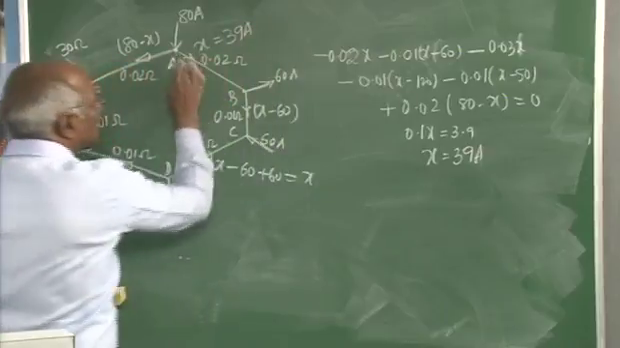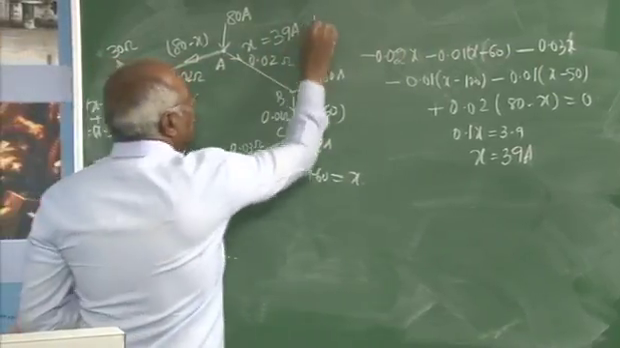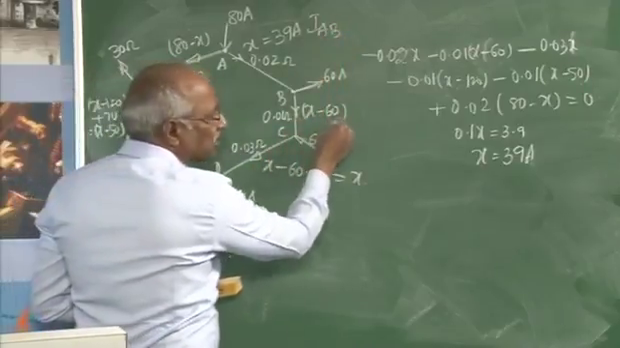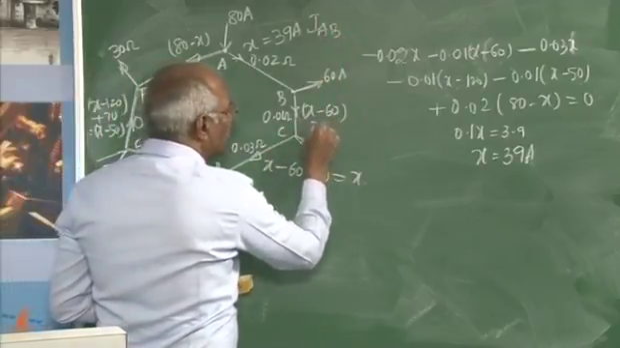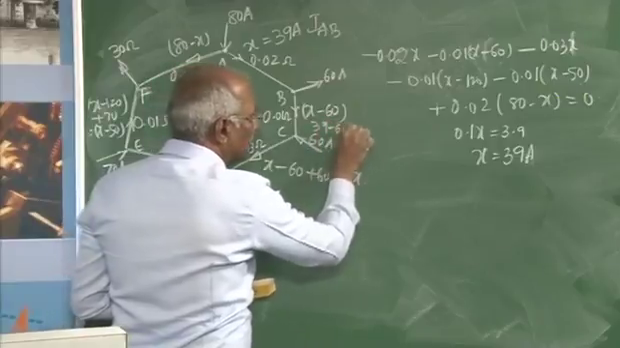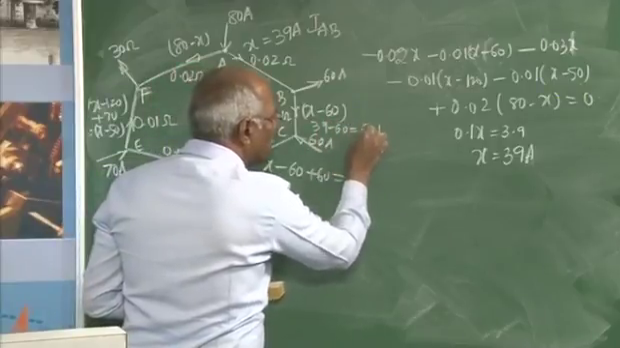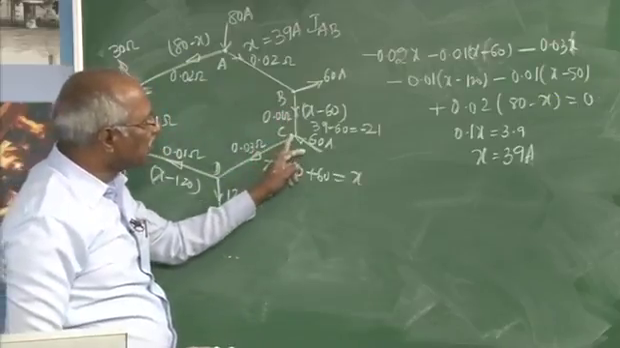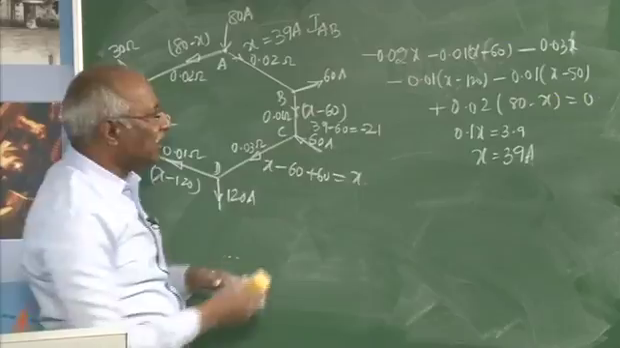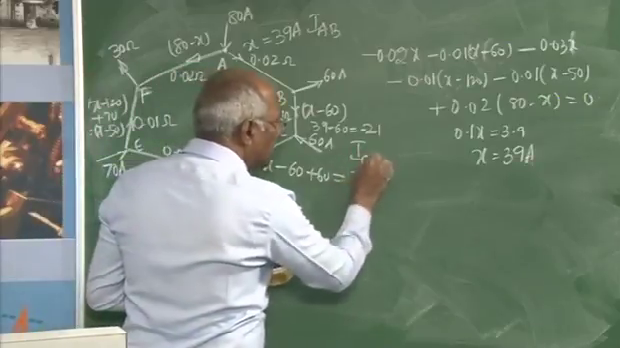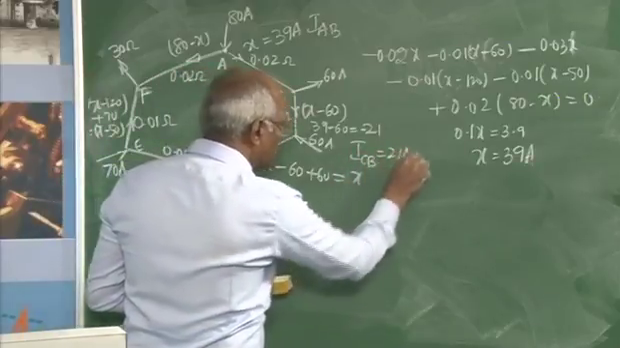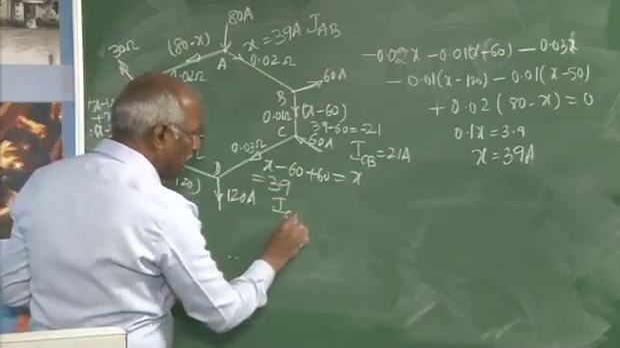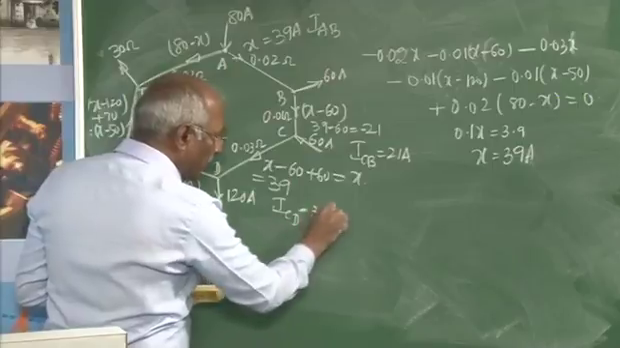The current flowing through this A to B is this 39. This is nothing but IAB. When it comes to IBC, it is X minus 60, that is 39 minus 60, which comes to minus 21, indicating the current is not flowing from B to C, but it is flowing from C to B. Therefore, you can write it as ICB equal to 21 amperes. And here it is again 39 amperes. The current is nothing but ICD equal to 39 amperes.